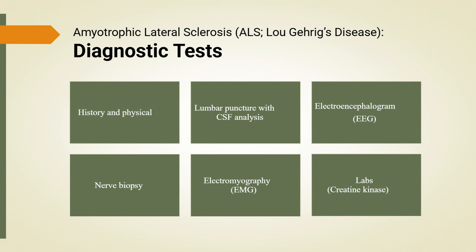A lumbar puncture with cerebrospinal fluid analysis may be performed. In amyotrophic lateral sclerosis, cerebrospinal fluid findings are typically normal, but this test helps rule out infections, autoimmune diseases, and inflammatory neurological conditions. Sometimes mild increases in protein or enzymes from muscle breakdown may be seen but are not diagnostic.